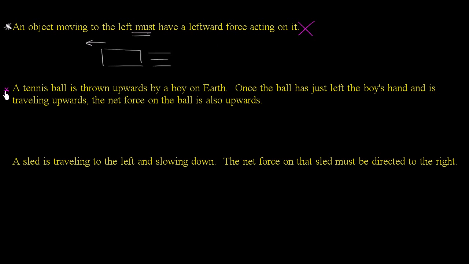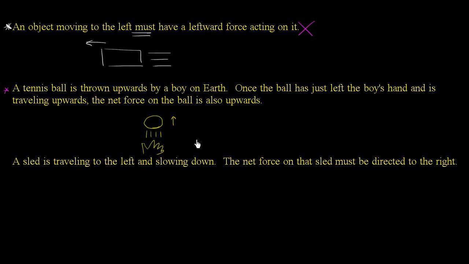Second statement, a tennis ball is thrown upward by a boy on Earth. So let's say that this is the tennis ball. So let me draw it. This is the tennis ball. It's just left the boy's hands. It's thrown upwards. So the tennis ball, once again, it's going in the upwards direction, just like that. Once the ball has just left the boy's hand and is traveling upwards, so this is the situation that we're talking about, the net force on the ball is also upwards.